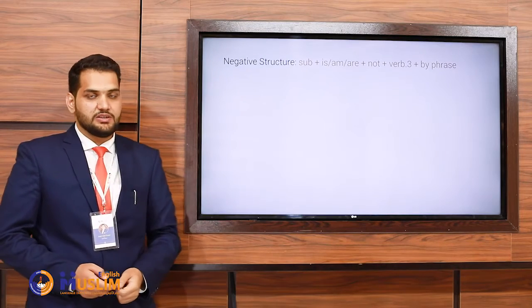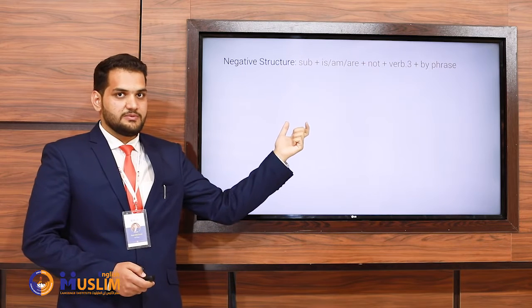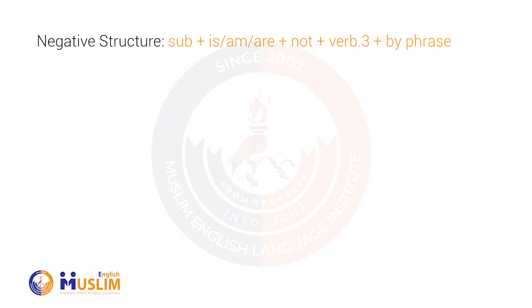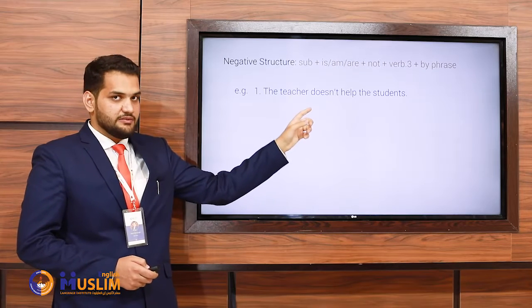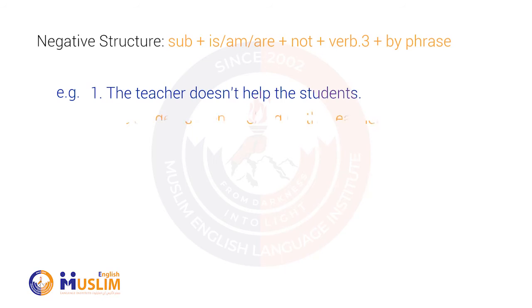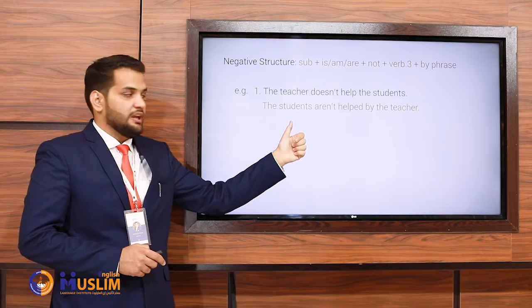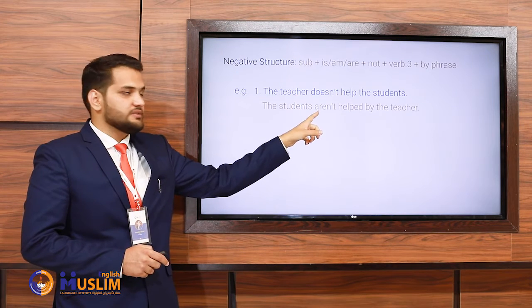Let's talk about the negative structure. In the negative structure, you just need to add not after the helping verbs. So the structure is subject plus is, am, are plus not plus verb 3 plus by phrase. For example, number 1, the teacher doesn't help the students. If you want to change it to passive voice, this is negative. The passive sentence should also be negative. So you should say, the students aren't helped by the teacher. You cannot say the students are helped by the teacher. That's wrong. Because this sentence is negative, this should also be negative.